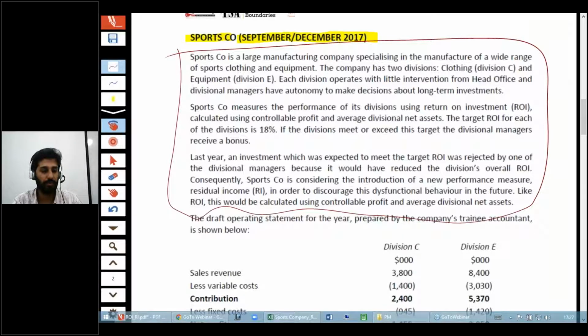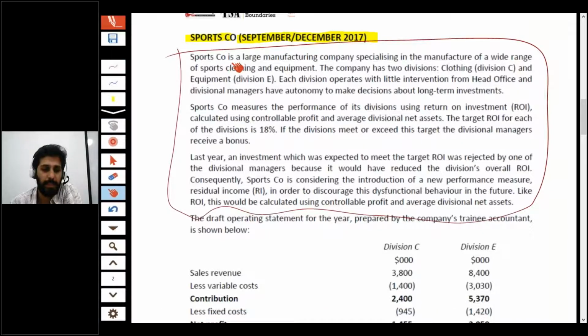Quite maybe possible that you have read this question. Now, it is written that a sports company is a large manufacturing company specializing in the manufacture of a wide range of sports clothing and equipment. The company has two divisions, C and E. Each division operates with little intervention from head office. Little intervention means head office is not getting involved. And divisional managers have autonomy to make decisions.